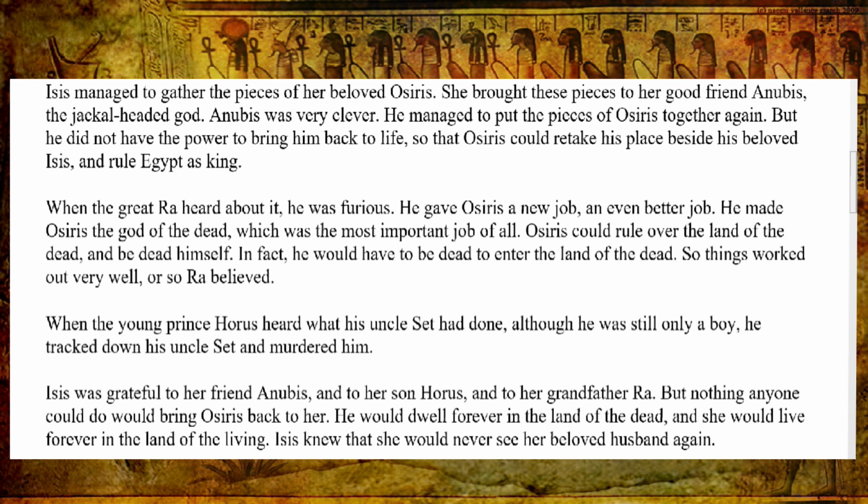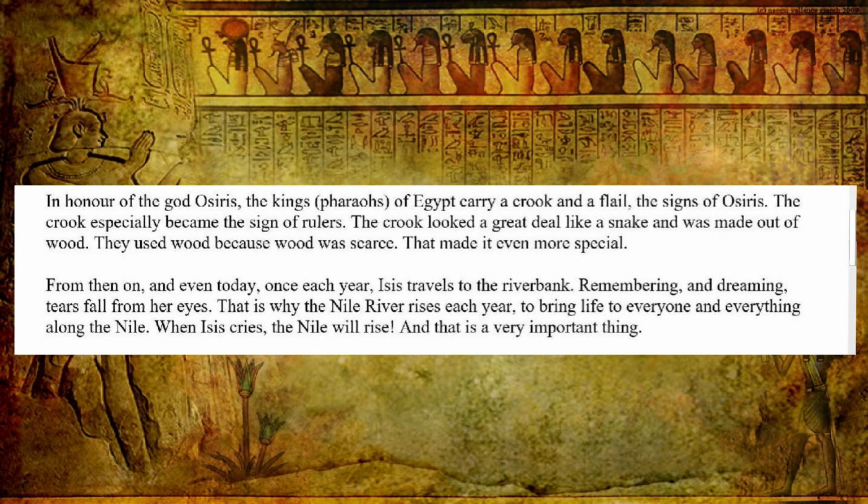He would dwell forever in the land of the dead, and she would live forever in the land of the living. Isis knew that she would never see her beloved husband again. In honour of the god Osiris, the kings, pharaohs, of Egypt carry a crook and a flail, the signs of Osiris. The crook especially became the sign of rulers. The crook looked a great deal like a snake and was made out of wood. They used wood because wood was scarce. That made it even more special.